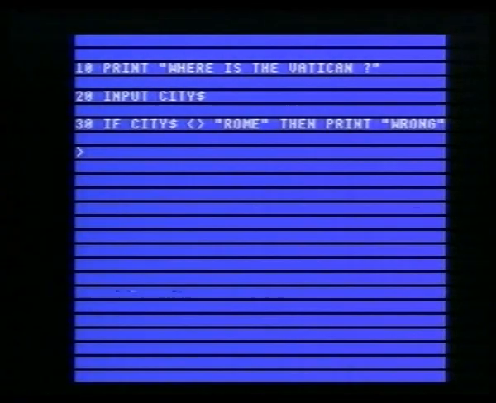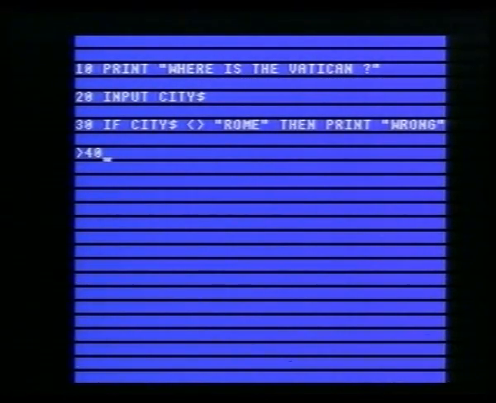So let me just go over this again. When you run the programme, you're going to get the question, where is the Vatican? And then you're going to get a question mark. And if you type an answer which isn't the correct answer, which isn't Rome, then it'll say wrong. So we can write another line. I've got to type a number, haven't I? Yes. 40, I guess. You could type any number as long as it's bigger than 30.